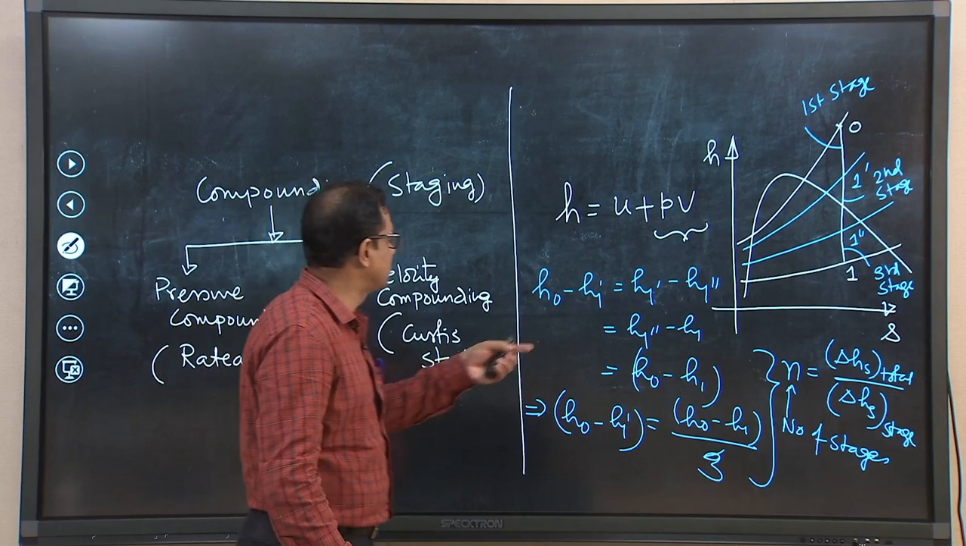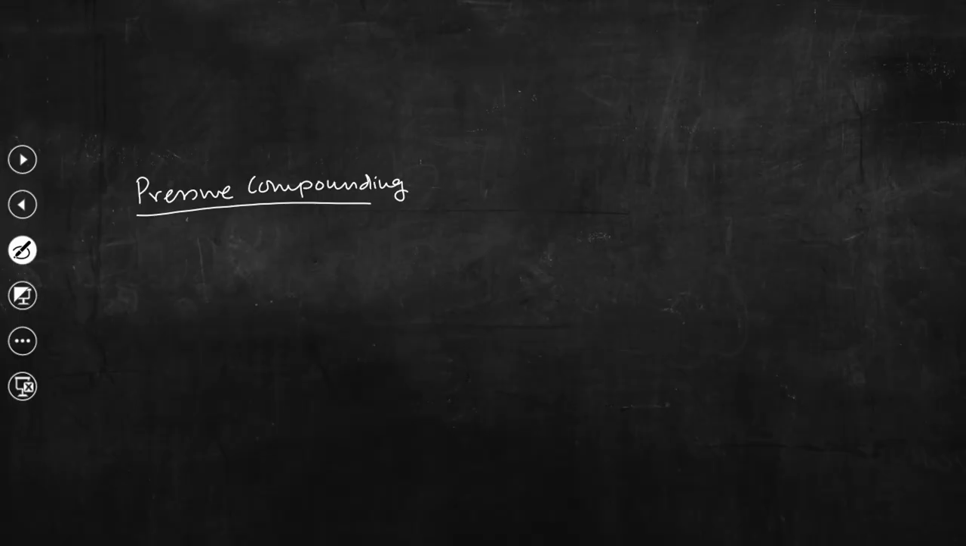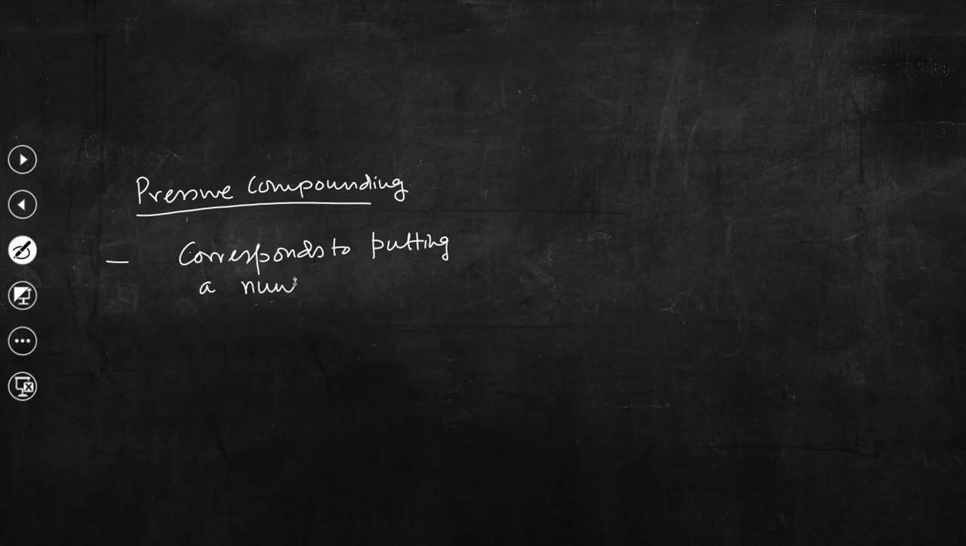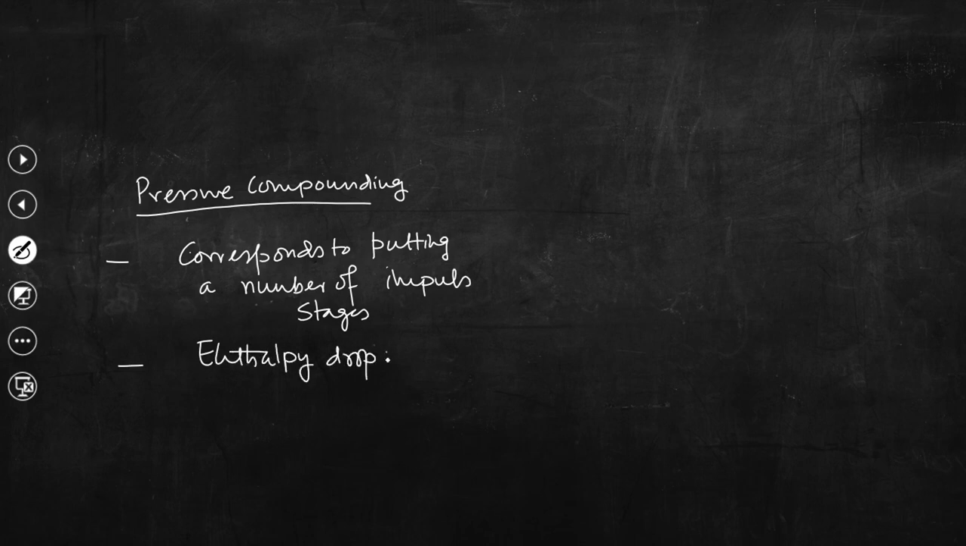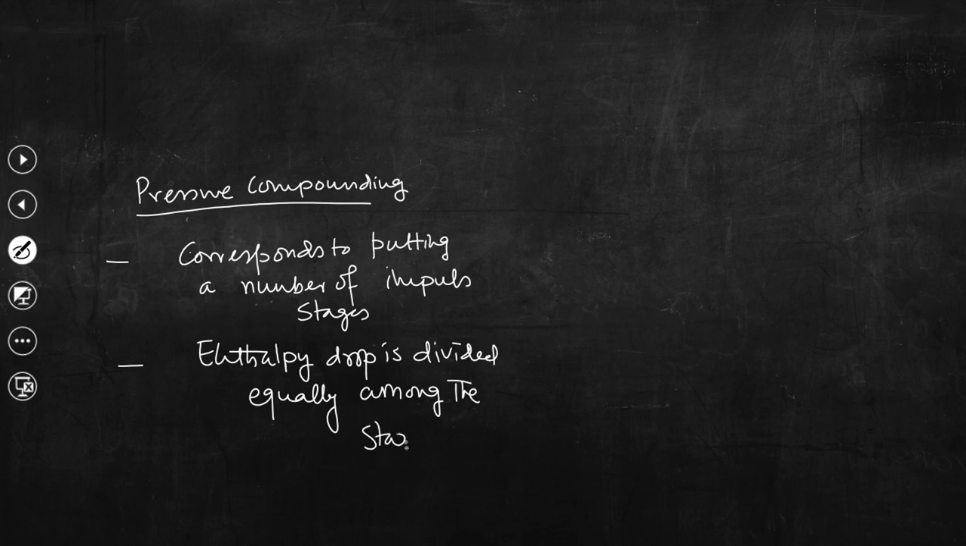And that would correspond to the total enthalpy drop. So, it corresponds to putting a number of impulse stages. So, now let us look at how this particular configuration works.